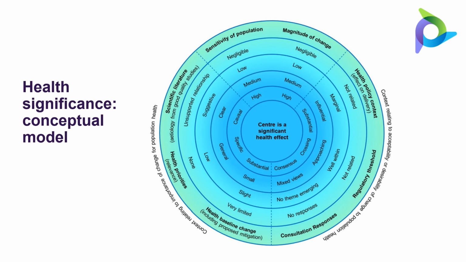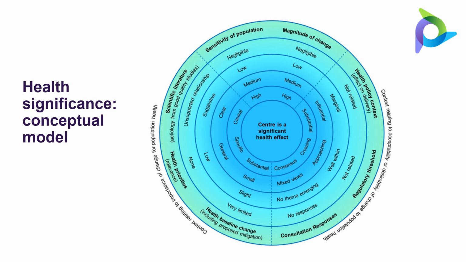We also at this point bring in the data that has been collected and both the scientific literature about the population and the policy context as well. You can see there the scientific literature, the health priorities, the baseline information, the consultation responses, the regulatory threshold, and the health policy context. They're all considered within this particular conceptual model. And this is really building towards a consensus position on the significance of a health effect.